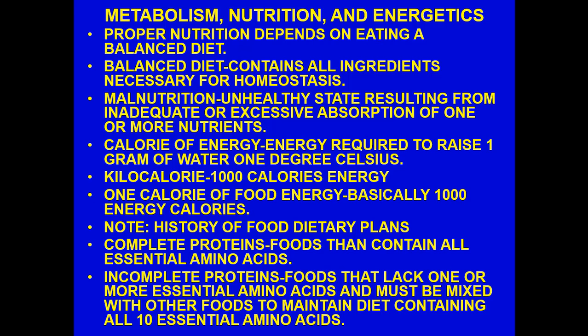In the next couple slides, I'm going to show you the history of food dietary plans. Before I go into that, I want to go over one other little point. This is called complete proteins. Complete proteins usually are going to be animal-based. They're foods that contain all essential amino acids. Incomplete proteins are foods that lack one or more essential amino acid and have to be mixed with other foods to maintain a diet containing all 10 essential amino acids.